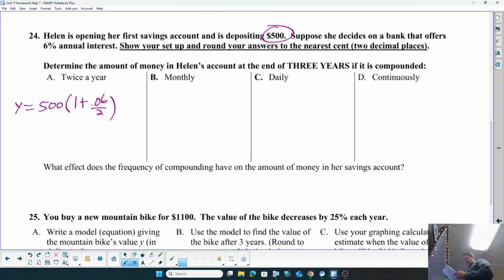So I'm thinking, opening your first interest, so the bank that offers 6%. Determine the amount of money in Helen's account at the end of 3 years. So 3 years, right? 3 years. And let's look at that formula one more time, just to make sure we're doing this right.